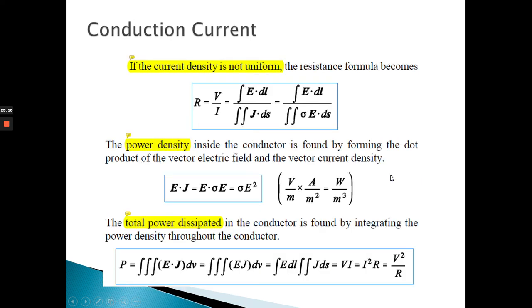So here you check the current density, actually not current density, the power density, which is calculated from this. P is equal to E dot J, which is sigma E square, which is actually equal to V square by R.